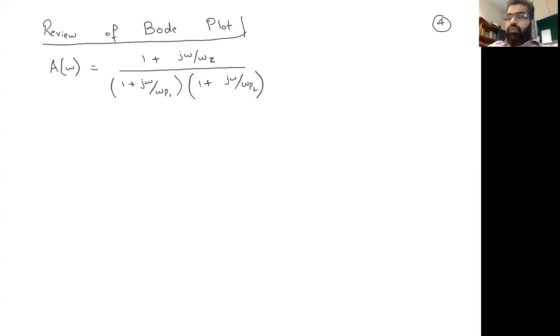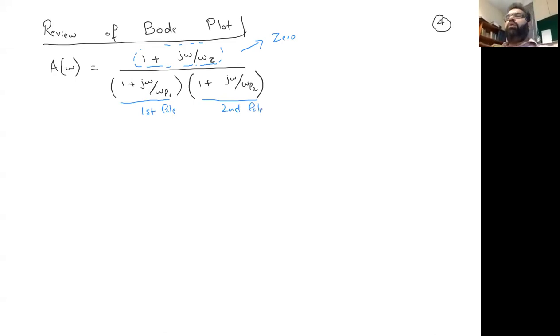Right? So we have basically 1 zero. Okay, this is a zero. And we have 1 pole here and another pole. Okay, the first pole and second pole.